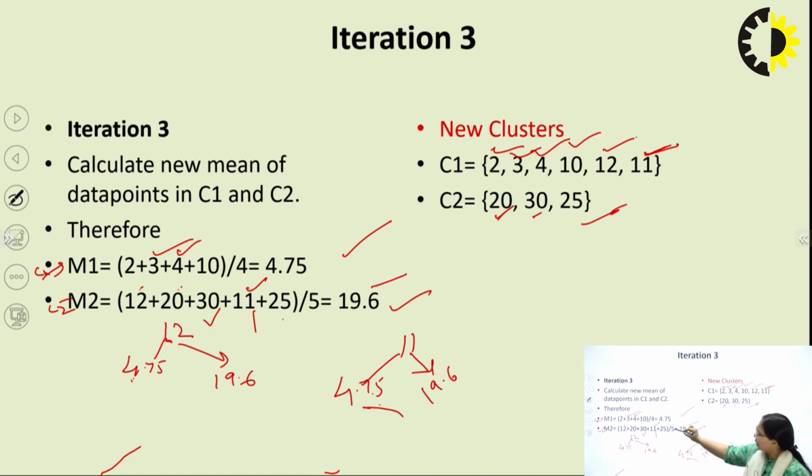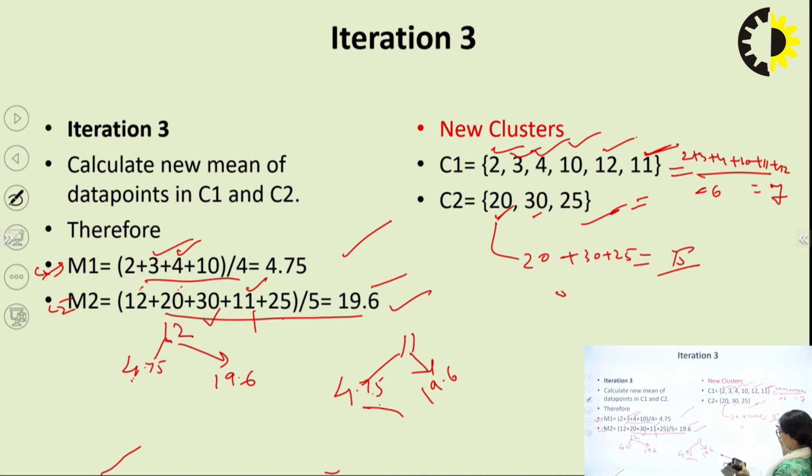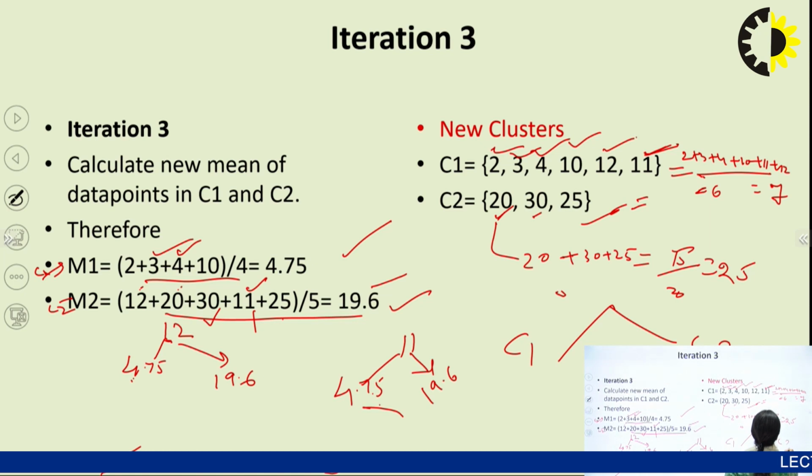So we can see this change, that there is still shifting going on from this old C1 C2 to the new C1 C2. So we'll have to go for the next iteration again. So what do we do again? We find the average of these elements and find our new centroid. So the average of these elements will give us how much? 2 plus 3 plus 4 plus 10 plus 11 plus 12 divided by 6 will give us 7 finally, and 20 plus 30 plus 25, 75 divided by again 3 will give us 25. So our new centroid is coming again as 7 and 25, right?